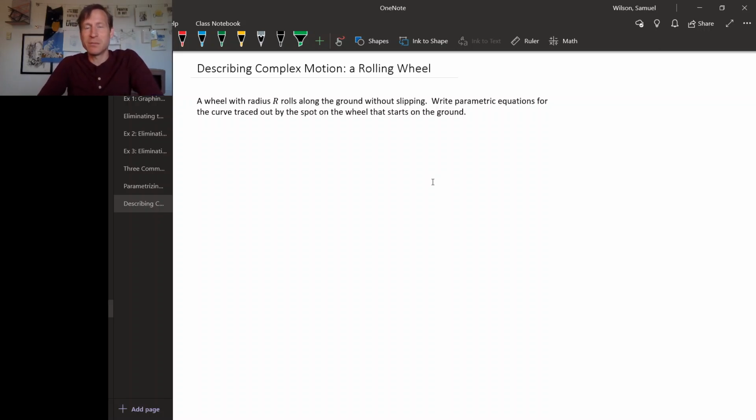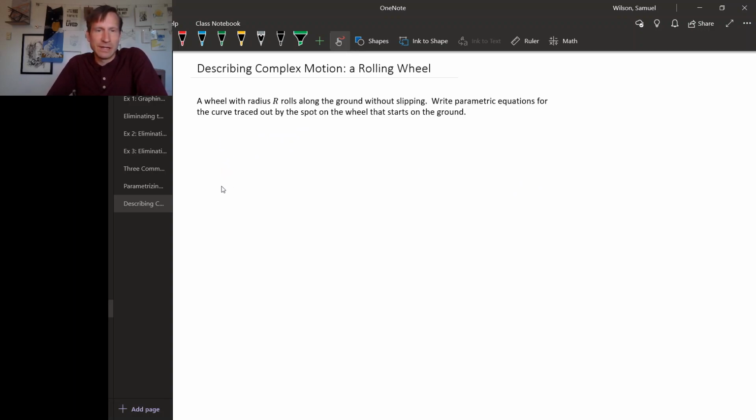One of the best things about using parametric equations to describe motion is that it lets you build complicated motions out of simpler pieces. Let's look at an example. So let's imagine that we have a wheel with radius r that is rolling along the ground without slipping. And let's write parametric equations for the curve traced out by the spot on the wheel that starts on the ground.